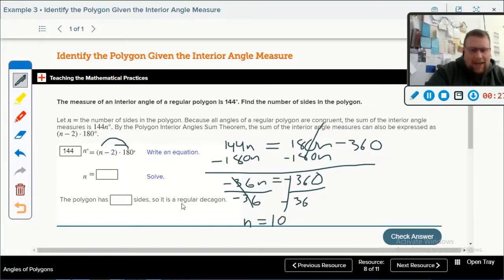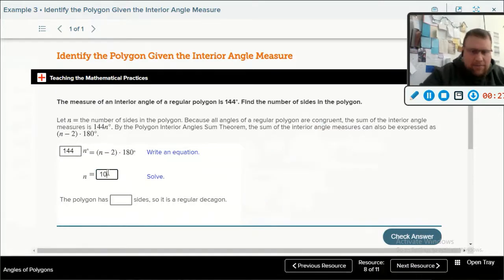So go ahead and pause this, copy down, I'm going to erase it, that n equals 10, and that the polygon has 10 sides, so it is a regular decagon. That is the name of a 10-sided figure.